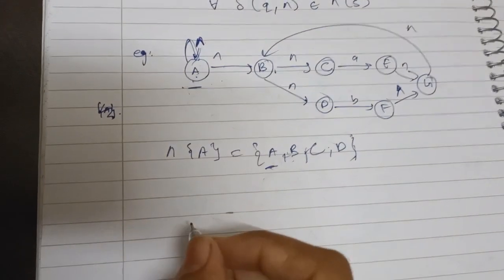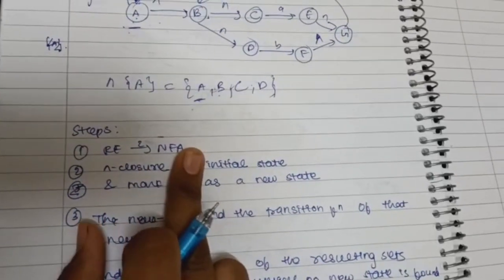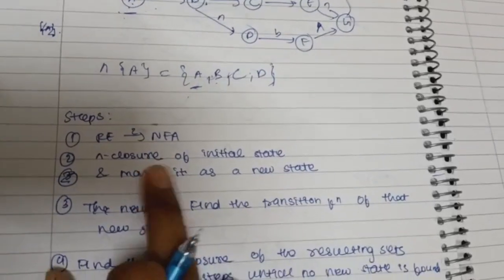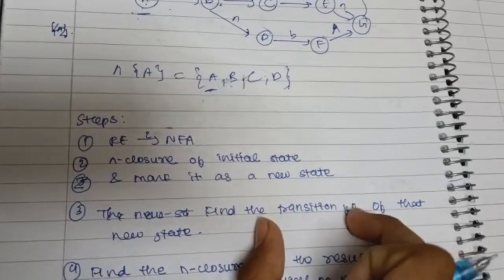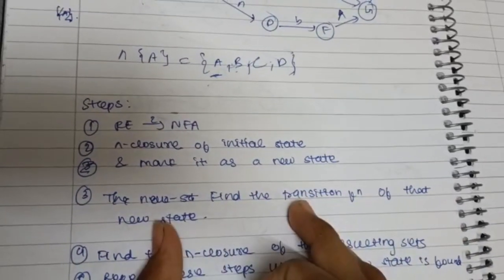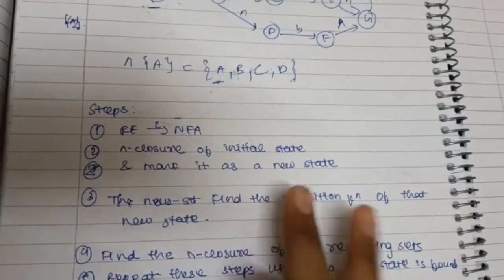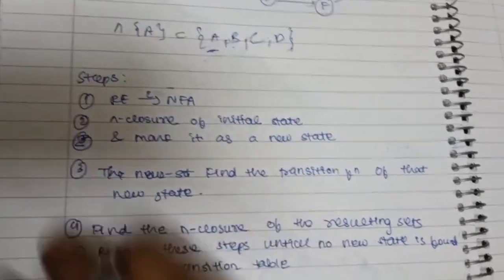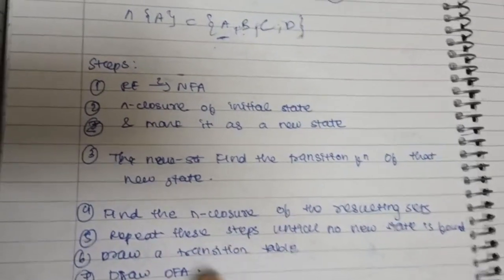Now let's start with the conversion of NFA to DFA. We'll follow these steps. The first step is to convert the regular expression to NFA, and then we convert this NFA to DFA. In the second step, we first find the null closure of the initial state, which gives us a new state. After getting the new state, we find the transition function of that new state. If, say, 3 input symbols are there, then we get 3 transition functions, so 3 new states will be formed. Then we take the null closure of those resulting sets and repeat these steps until no new state is formed. Then we draw a transition table for the DFA.